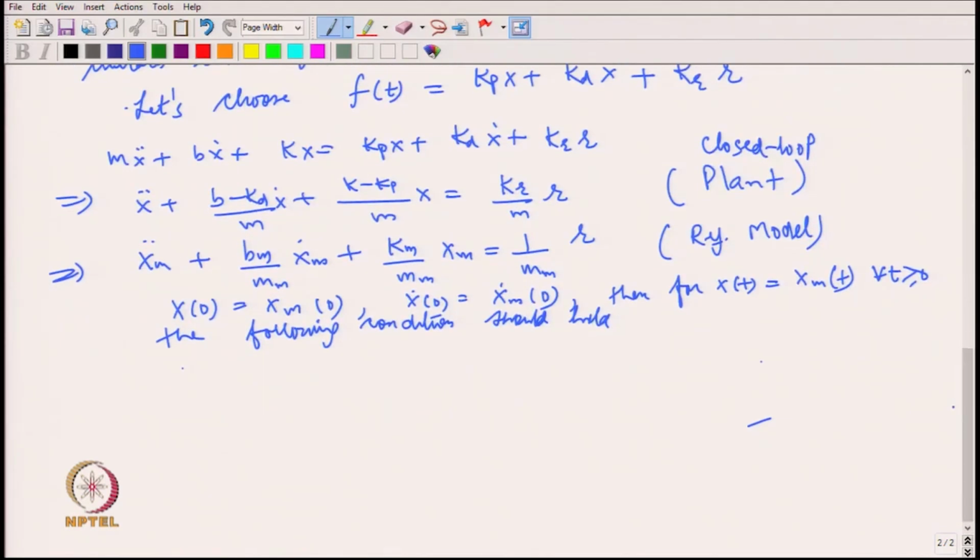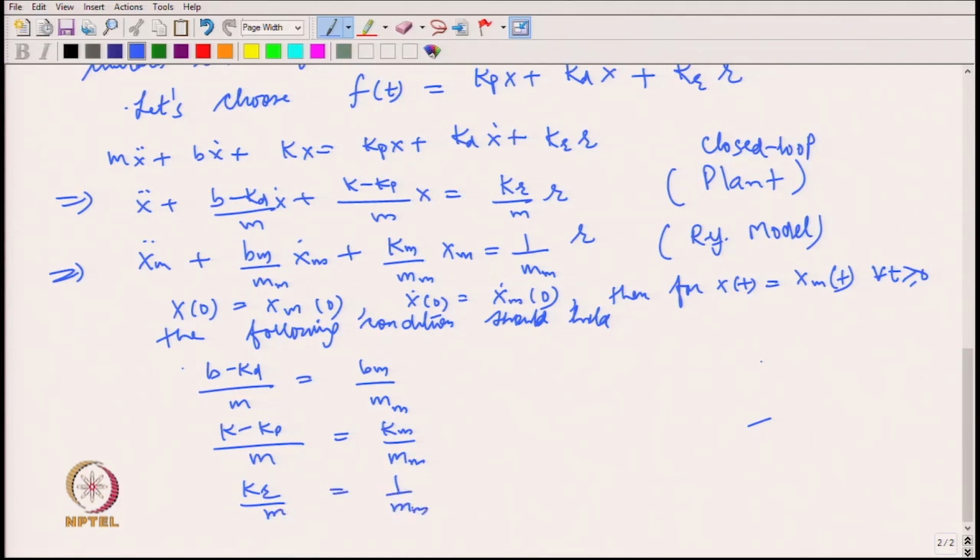And what is that? We just compare the coefficients. b minus k d over m is the same as b m over m m, k minus k p over m is equal to k m over m m, and k r over m is equal to 1 over m m. So, what this gives us is the values of the 3 gains. This will give k p as k minus m over m times k m, and this gives k d as b minus m over m m p m.